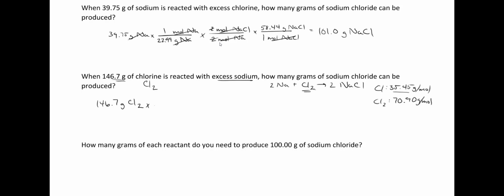So we can now go from grams of chlorine to moles. There are 70.90 grams of Cl2 chlorine in a mole of chlorine.